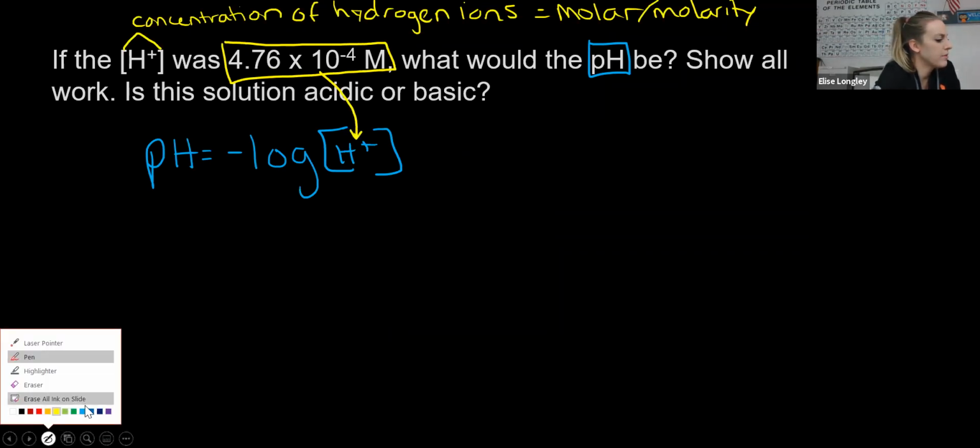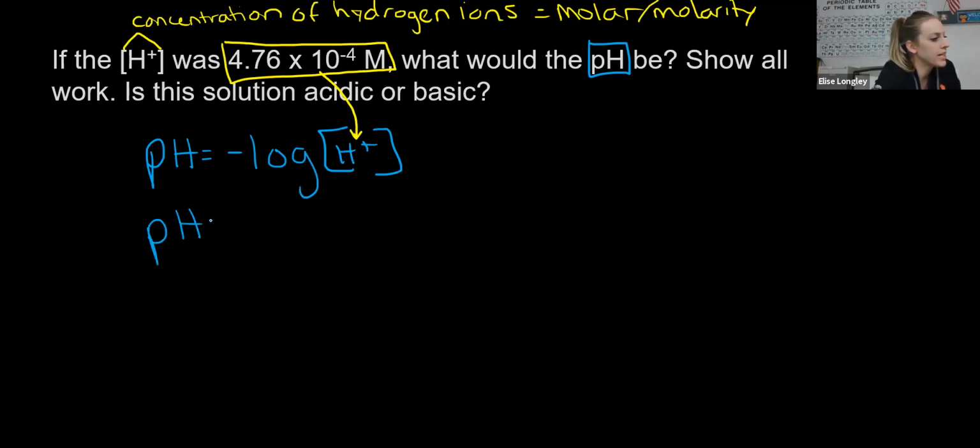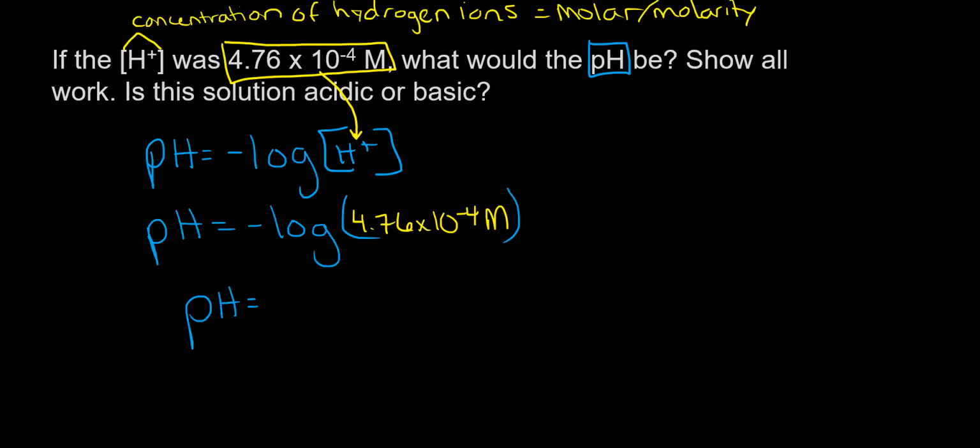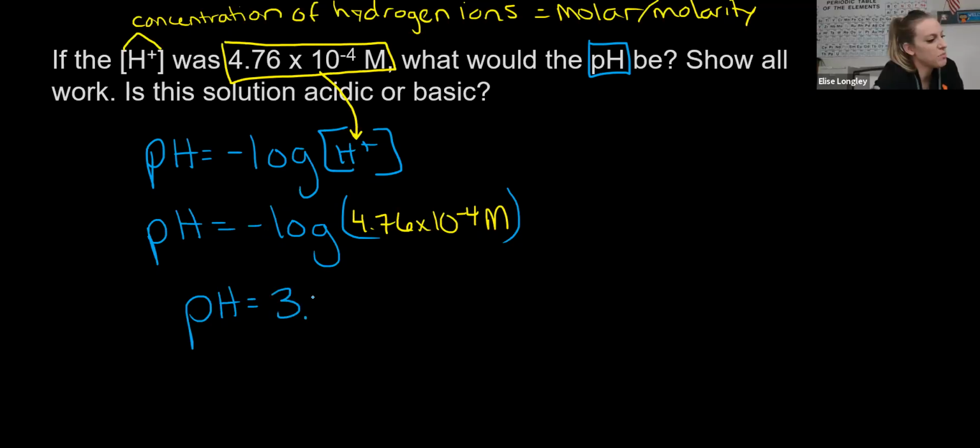So when we plug it in, I want everyone to practice plugging in logs because calculators are stupid. We don't want to lose things to stupid calculators. So negative log of the 4.76 times 10 to the negative 4 molar is going to be equal to what? What does our pH end up being? 3.32. Yes, 3.32, and that is what you should have gotten, okay?